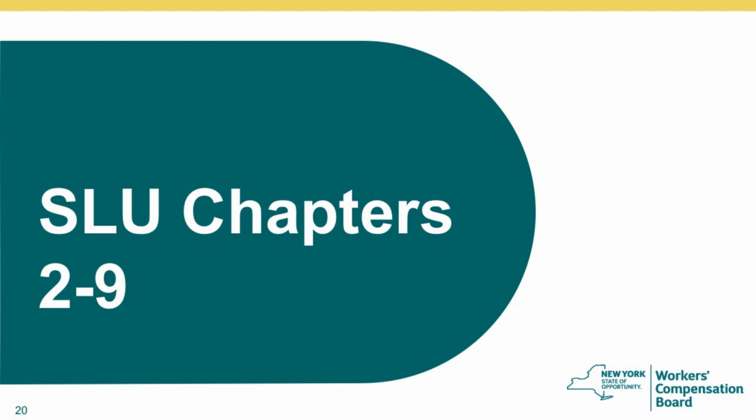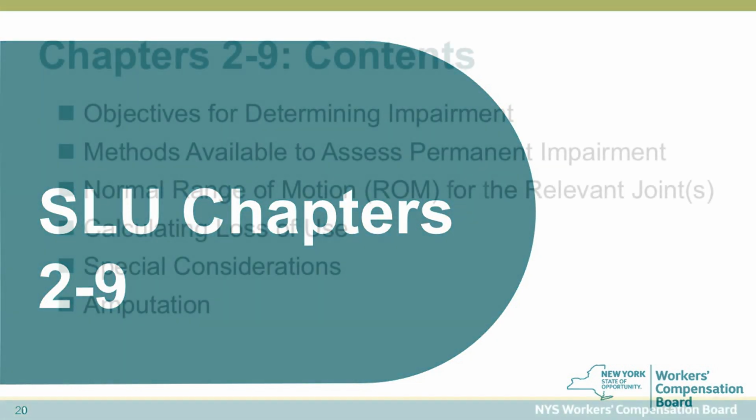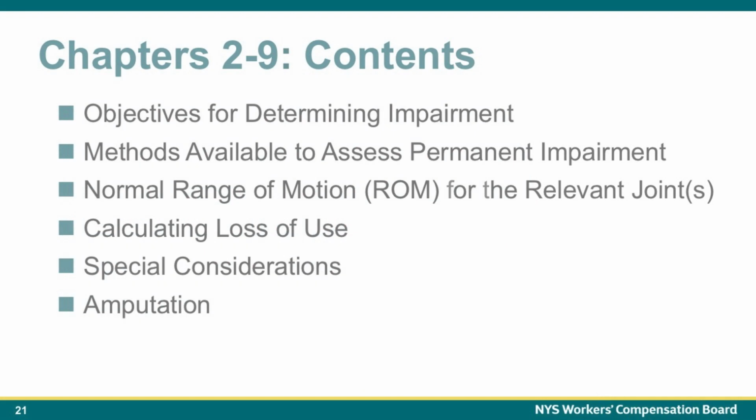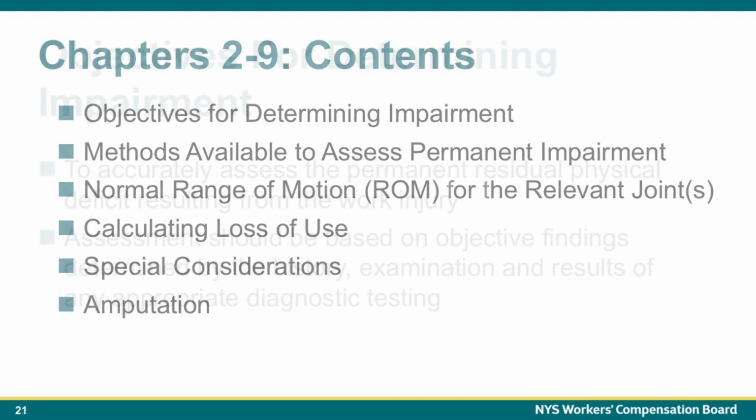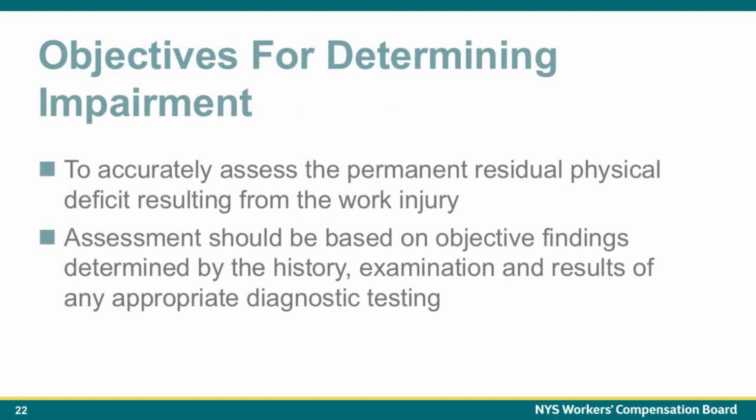Here's some additional information regarding chapters 2 through 9. Each chapter is organized into sections that define the criteria and approach to the SLU evaluation for the identified body part or condition. The first section is Objectives for Determining Impairment. This section provides an overview of the function of the involved joint and what is required for an accurate assessment of the permanent residual deficit from the work injury. The assessment should be based on objective findings determined by history, exam, and results of any appropriate diagnostic testing.